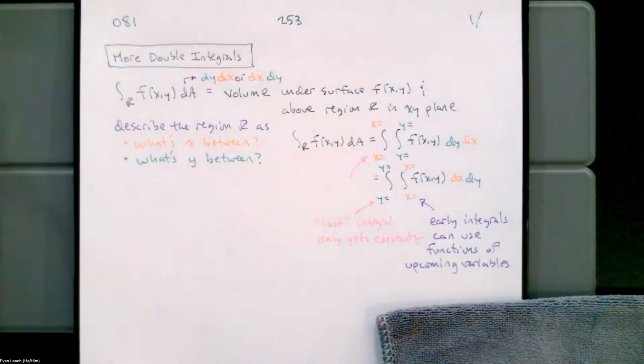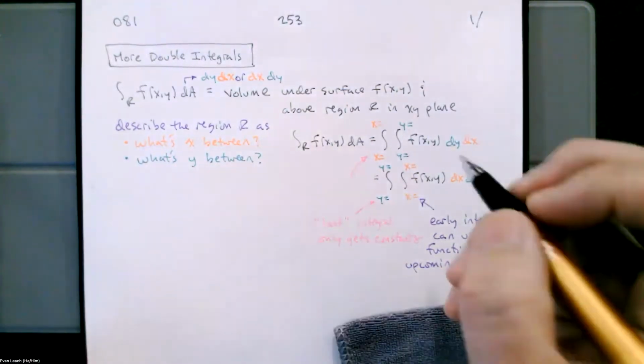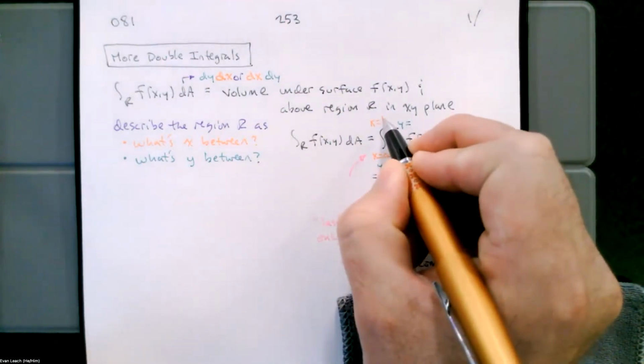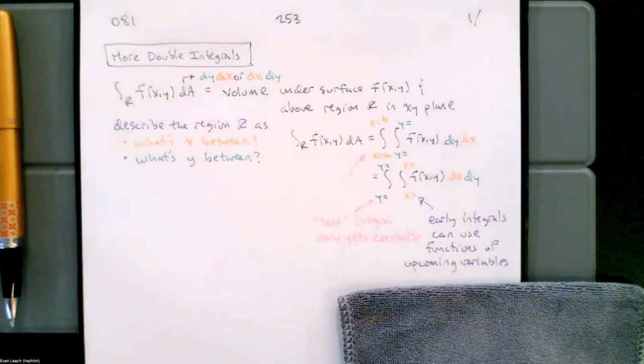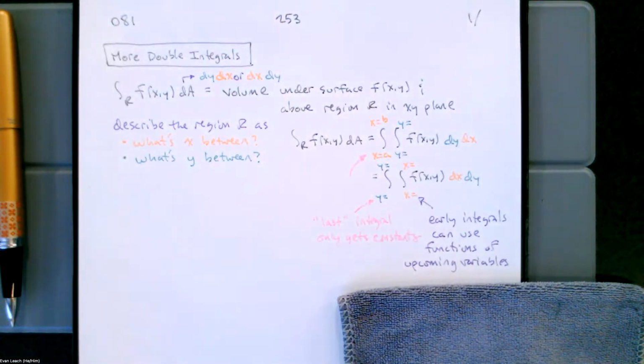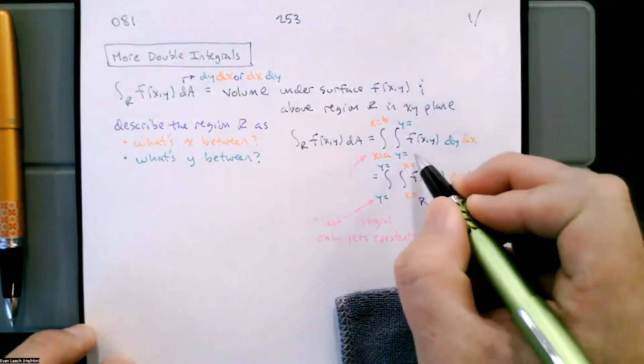What that means in our dy dx integral, since x is the last integral to go, that integral will have to be between two constants. So this would be the integral, say, from a to b. But the early integral, the y integral, could use functions of the upcoming variable. So y could involve some functions of x.